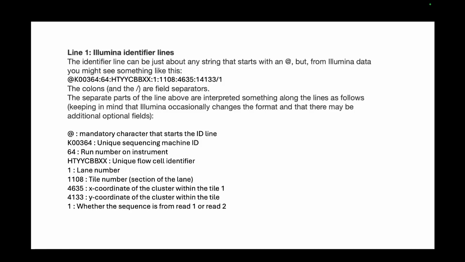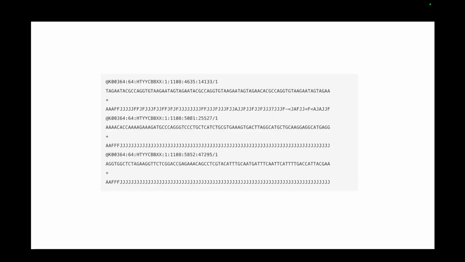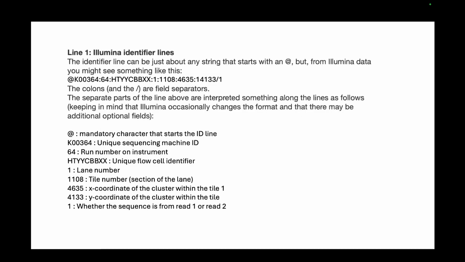So this kind of information you can put in the first line of the FASTQ file, followed by this line, which will be the sequence, and after that there will be a plus sign. You can put some more information here. After that, this is the most important line, which will give you the quality scores of these bases called.